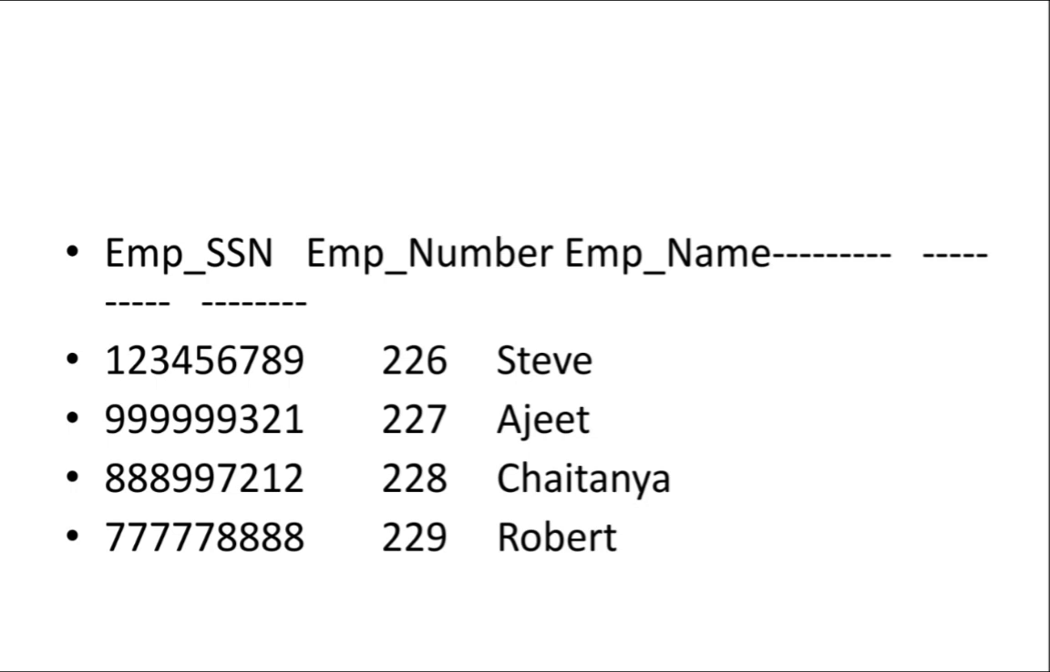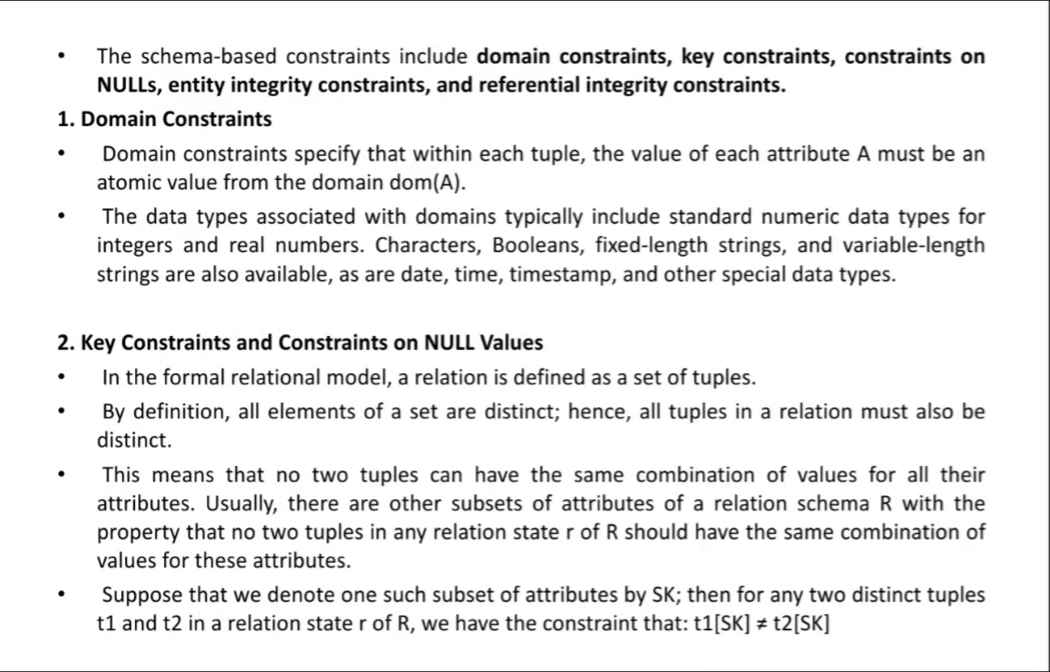For example, here employee number 226 is only present one time. 226 can't be repeated for Ajit. No, it's not a case. No combinations should be there. Right? That is the case in the key constraint. So you can see there.